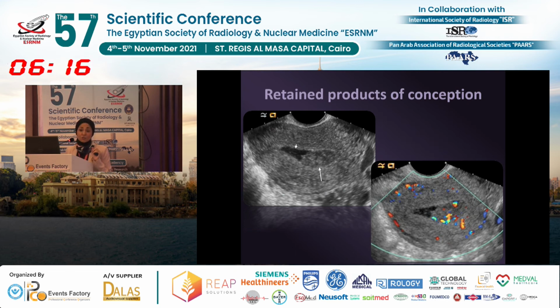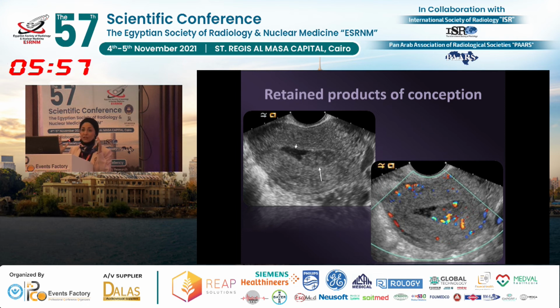Another emergency related to pregnancy, but this time postpartum, would be the retained products of conception. The patient usually delivers normally, and then she will come in with persistent pain and bleeding. And you put the probe and you find the genital content within the uterus. You open up Doppler and you find vascularity.